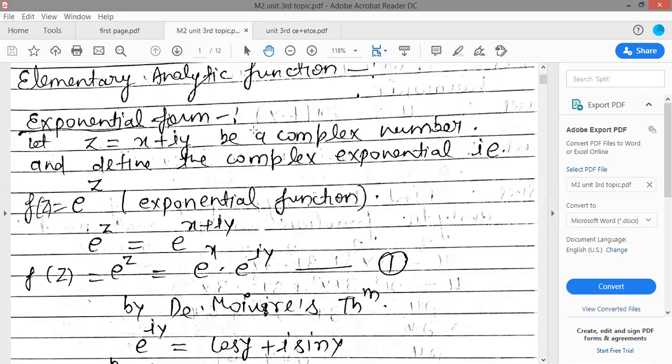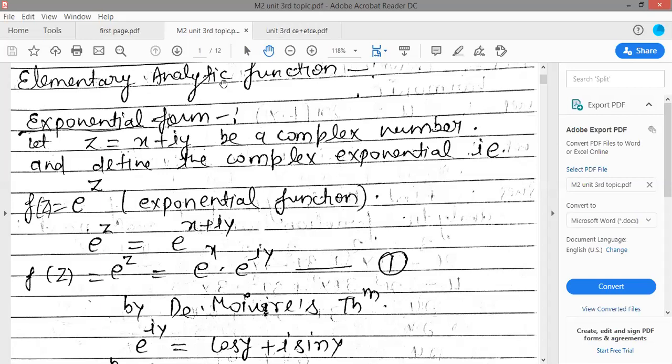So what is an elementary analytic function? Exponential form, trigonometric form, and logarithmic form. So the first form is the exponential form. So what is the exponential form? We know exponential means base e form.